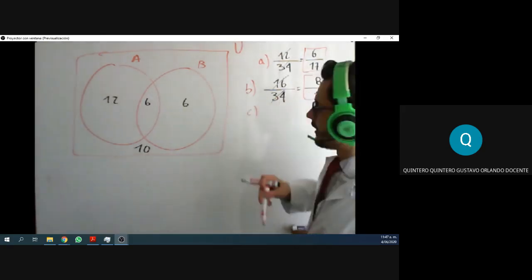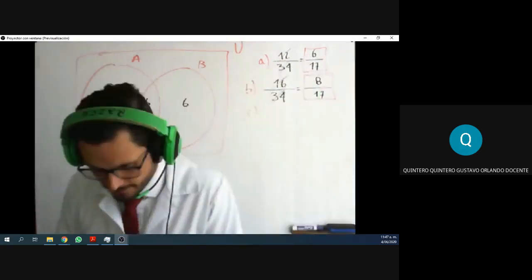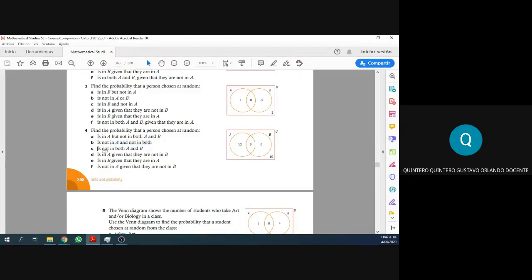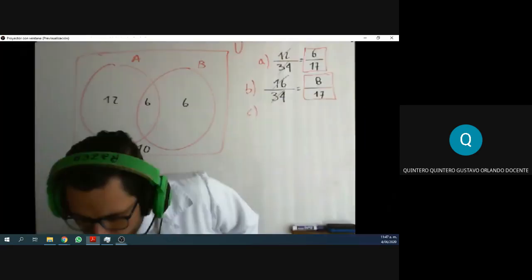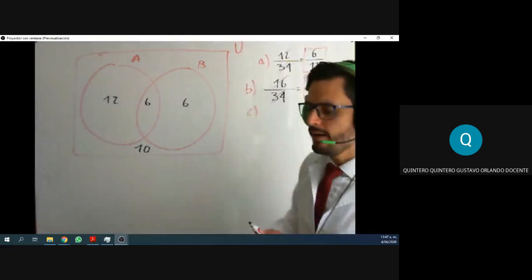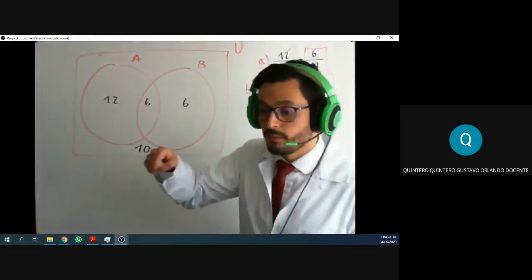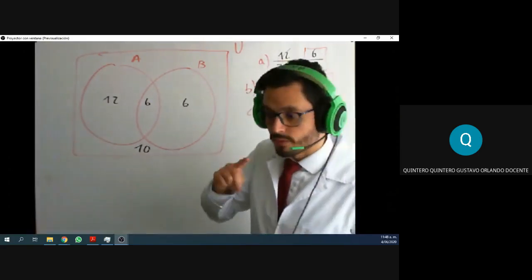A, B, C. All right, let's continue with C. See the question. Let's find the probability that a student is not on both A and B. All right, let's think about that. We are looking for the ones that are outside A and B. It's not on both, right?